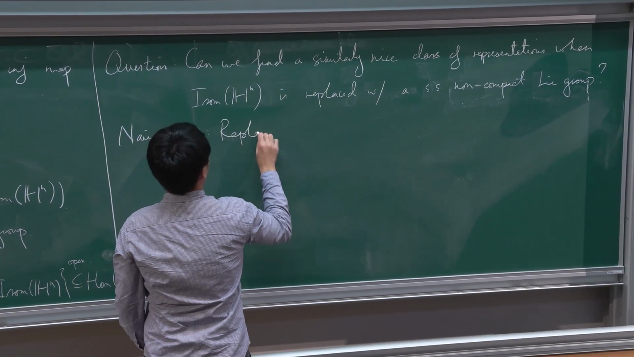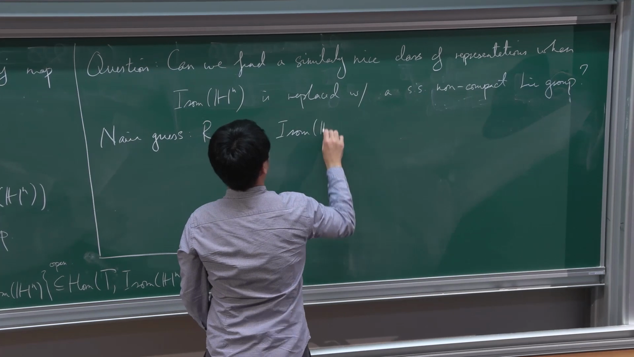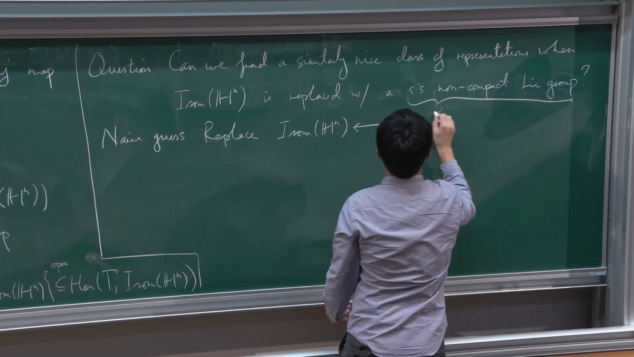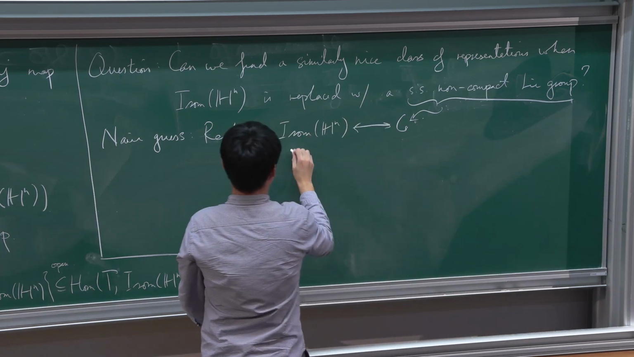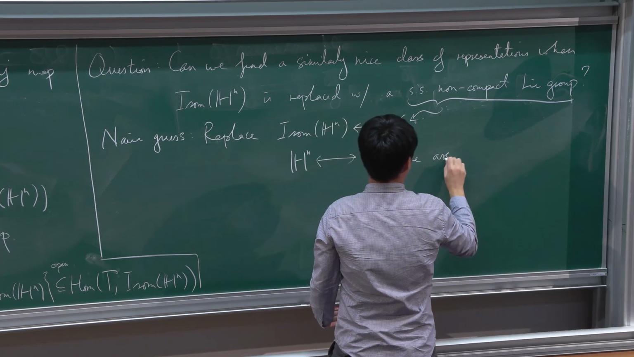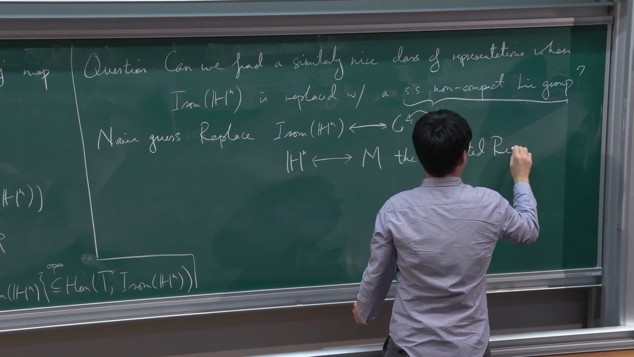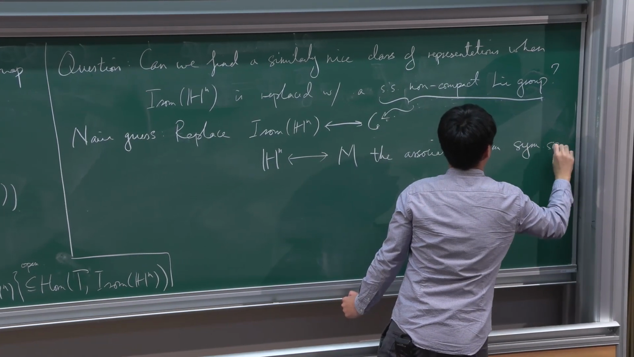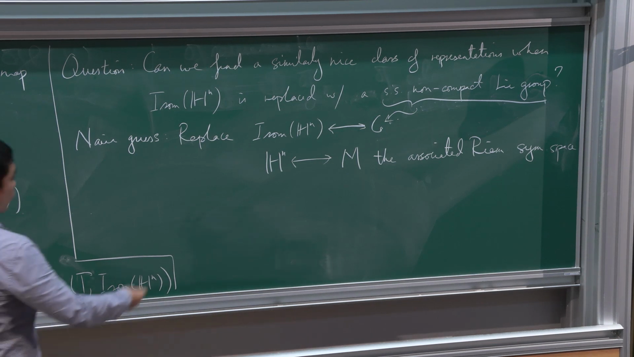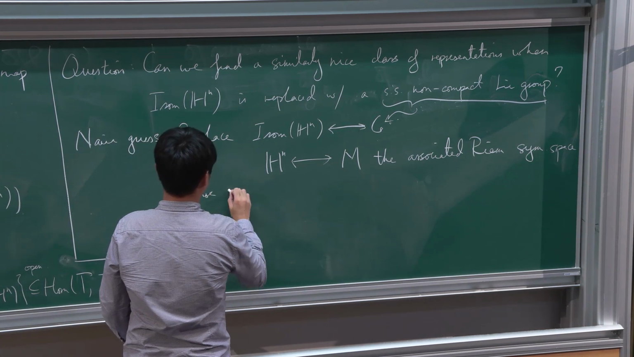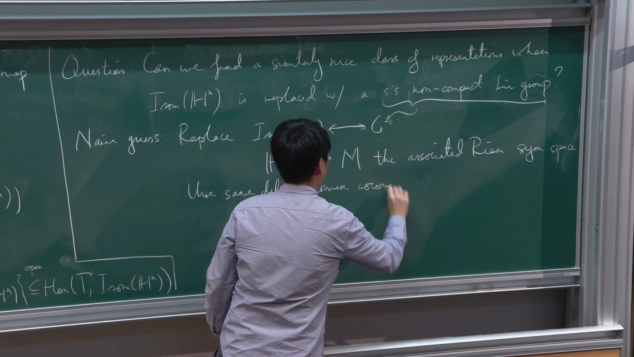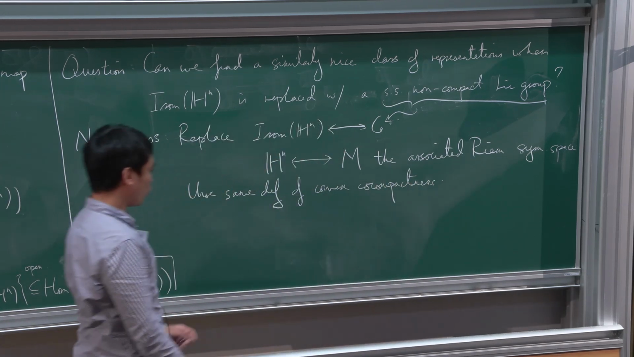I'm going to replace isom Hn by G, a semi-simple non-compact Lie group. And then I'm going to replace Hn with M, the associated Riemannian symmetric space. This is the G mod maximal compact that we saw in the previous lecture. And then use the same definition of convex co-compactness. So what happens in this situation?